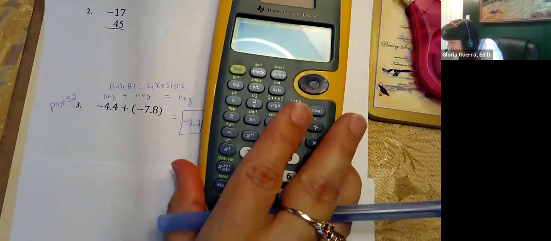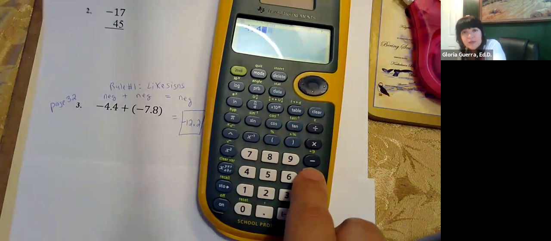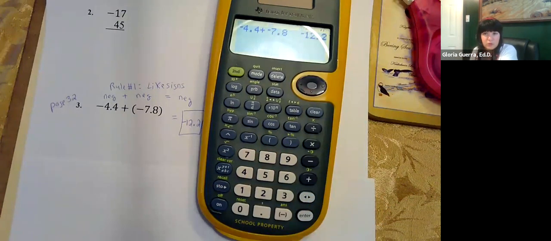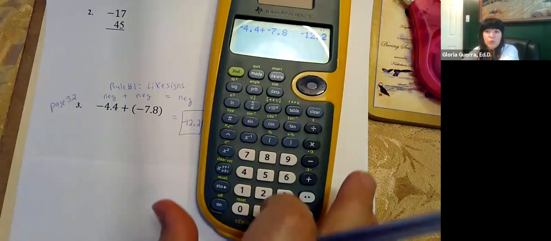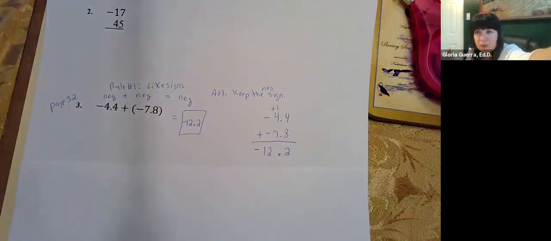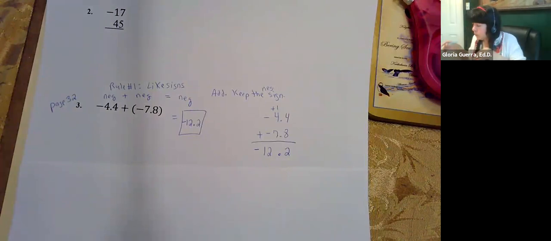Negative 4.4 plus another negative 7.8. And you can see that gives you a negative 12.2. Okay, so the calculator knows the rules. So your teacher wants you to do it on paper first, like when you do your homework, and then you can check it on the calculator. Okay, but at least you're thinking it through the process first and your rules, okay? All right, so now let's go to the second rule.